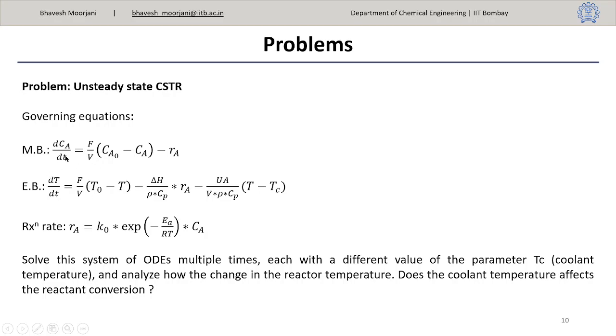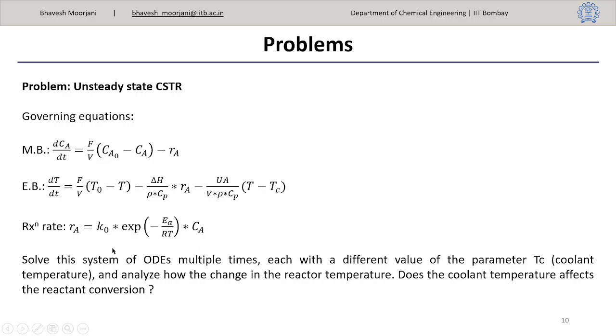So in the mass balance, you get dCA by dt is equal to this portion where you have the rate of reaction coming into the picture. In your energy balance, the change in the temperature of the CSTR with respect to time is given by this. This is nothing but your heat in minus heat out plus generation that is occurring because of the reaction minus the energy that you are taking out from the reactor.